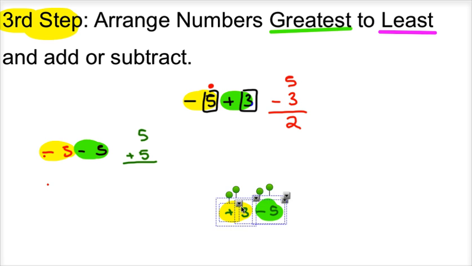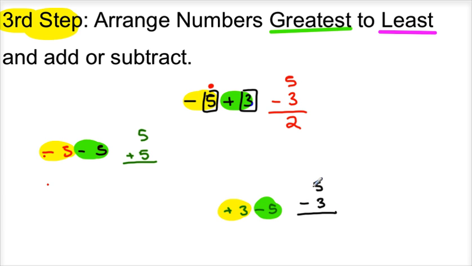And our last example here was +3 and -5. So the 5 is bigger, the 3 is smaller. Again, these both have different signs, so I'm going to subtract these. 5 minus 3, and I get 2. This was 5 plus 5, and I get 10.